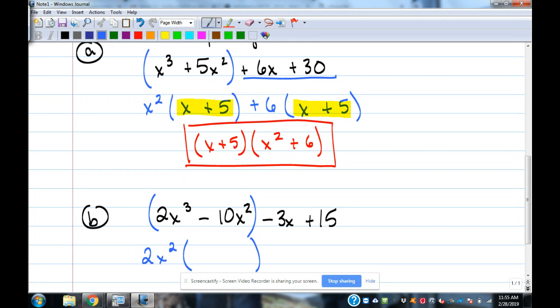What's left in the parentheses? What times 2x squared gets me 2x cubed? Just an x. 2x squared times x is 2x cubed, right? What times 2x squared gets me negative 10x squared? Negative 5. Good job. All right, so we factored the first half. Let's go and underline this and factor the second half.